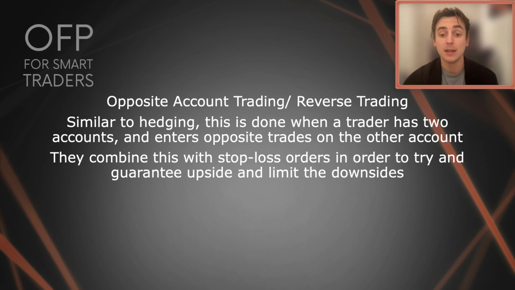I would then combine this with stop loss orders in order to try and guarantee the upside, but limit the downside. So if I wanted to go long, and the price does start to increase, then on my short, so account B, where I've placed a short, I would have an order, which means that if the price goes up, that short is closed, so that limits the downside, and I am maximizing my upward return by already being long on the other account on the upward price movement.